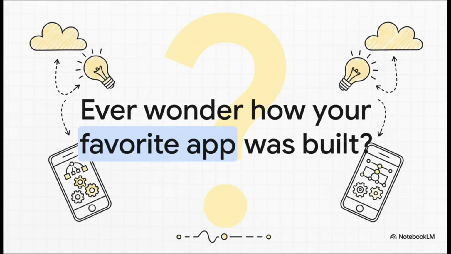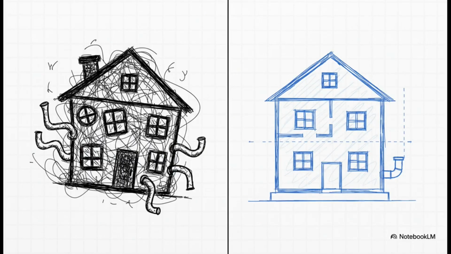That app you open a dozen times a day. It feels so simple. You tap a button and it just works. But have you ever actually stopped to wonder how it went from a thought in someone's mind to the phone right there in your hand? Because let me tell you, trying to build software without a solid plan is, well, it's pure chaos.